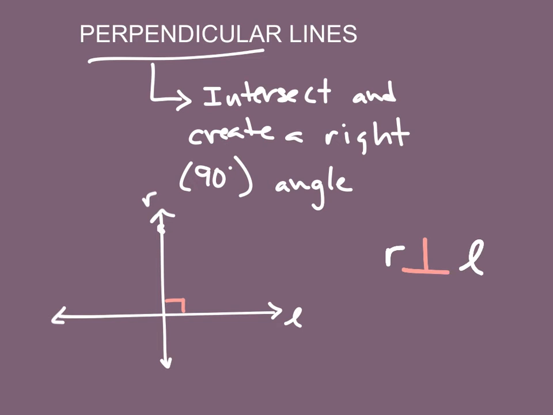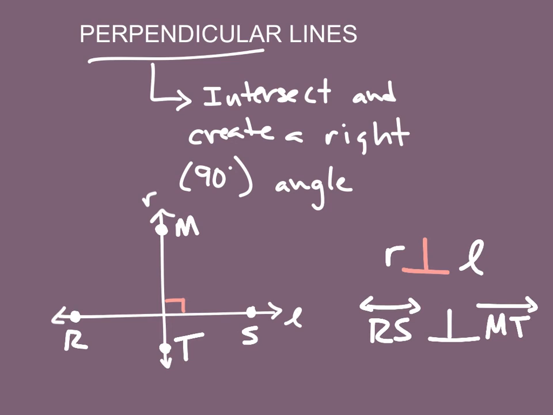And if we wanted to put points M, T, and R, S on those lines, what we could say is that line RS is perpendicular to line MT. All right, so what I'm doing in this video is really talking about how we name things, how we look at pictures, and how we can take something from a picture and write those things in geometric notation.